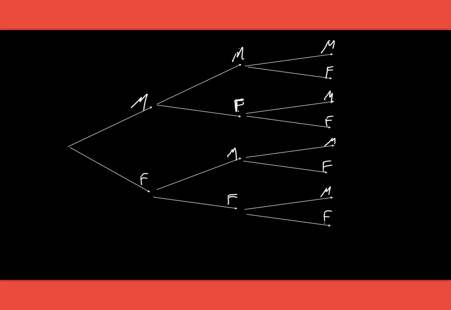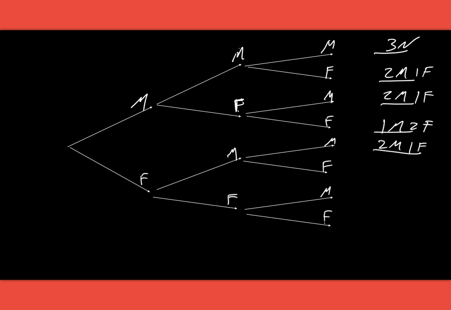So this one ends up being 3 men. This is 2 men and 1 female. This is 2 men and 1 female. This is 1 male and 2 female. Here, 2 men and 1 female, 2 female and 1 man, 2 female and 1 man, 3 female. And I'm looking for what?